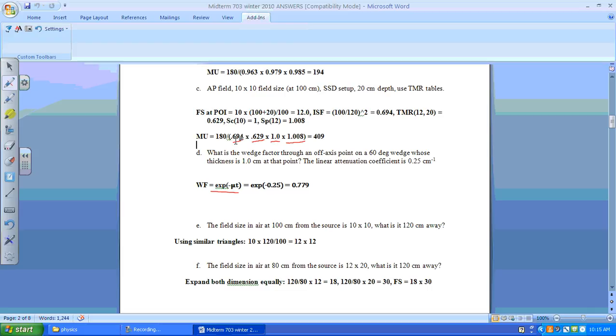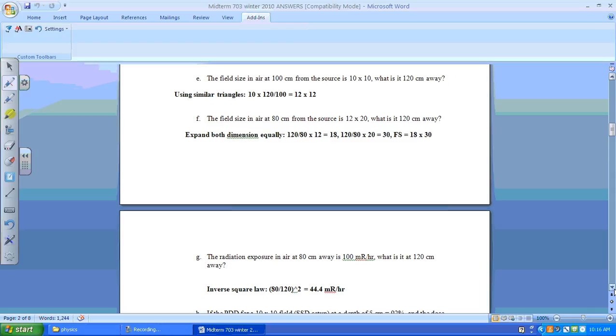The field size at 100 cm from the source is 10 by 10. What is it 120 centimeters away? It's just 12 by 12. The field size in air at 80 centimeters is 12 by 20. What is it when 120 centimeters away? Well, both dimensions have to increase as you get further away. The ratio of the increase is going to be where your destination is compared to the SSD where the field is given. That's 120 over 80 times 12. So this dimension goes from 12 to 18. And then here's the same ratio for the 20. This dimension goes from 20 to 30. So the field size is 18 by 30.